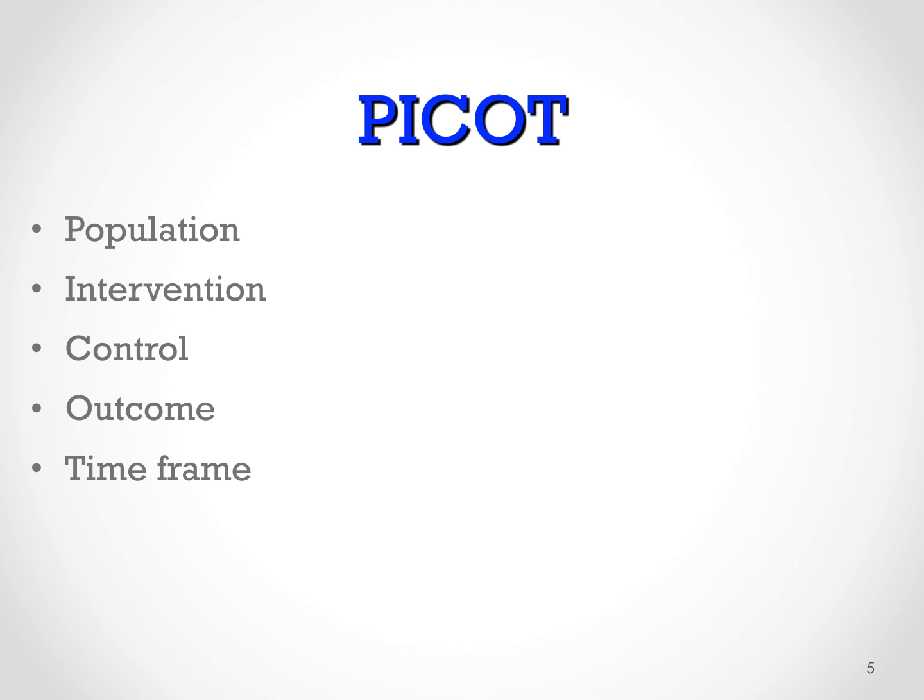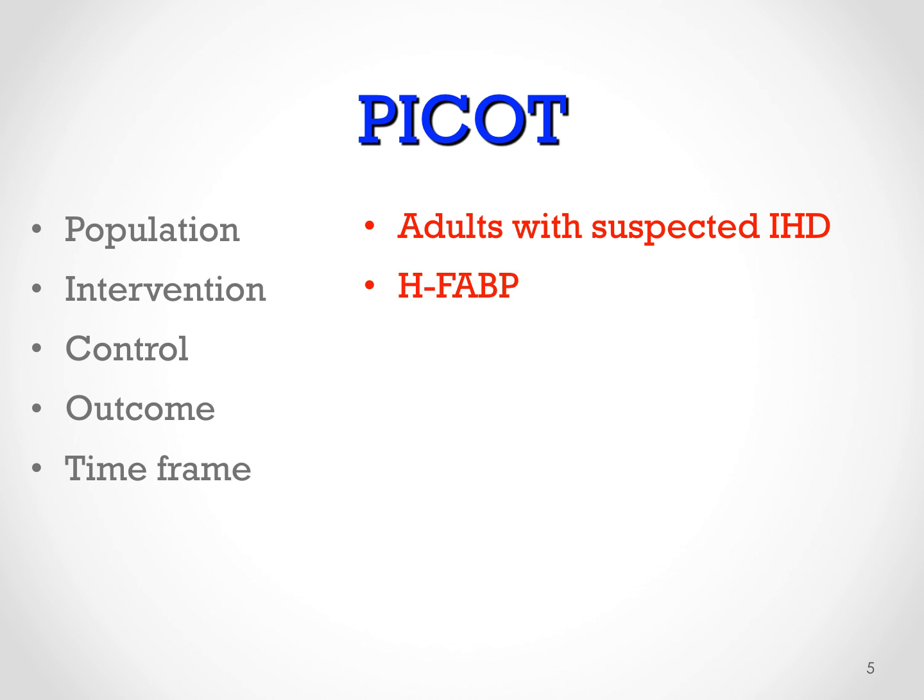Population might be an example of a cohort of patients over the age of 21 who presented with chest pain of suspected ischemic origin. The intervention in the context of diagnostic papers is often the new test under question, for example, heart fatty acid binding protein or HFABP. The control is usually the gold standard test, for example, troponin I or troponin T.